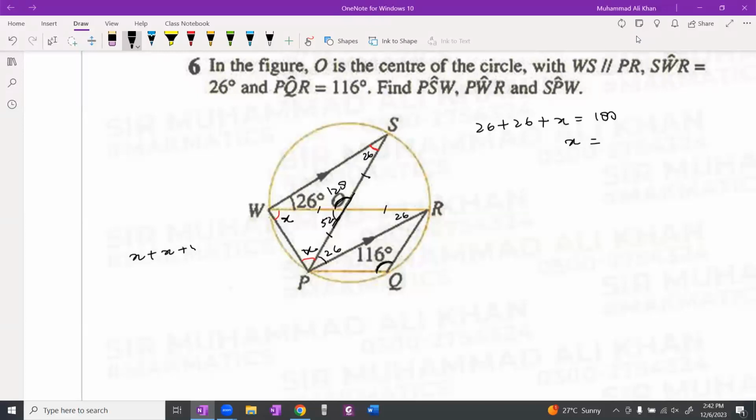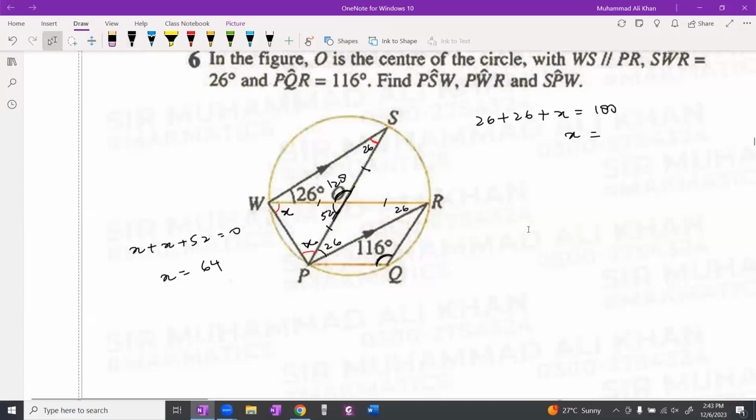x प्लस 52 इक्वल्स टू 180. x कितना आया, 180 माइनस 52 डिवाइडेड बाय 2, 64. दोनों सेम है तो दोनों ही एंगल्स 64 डिग्रीज के हो गए. होपफुली इट इज क्लियर.